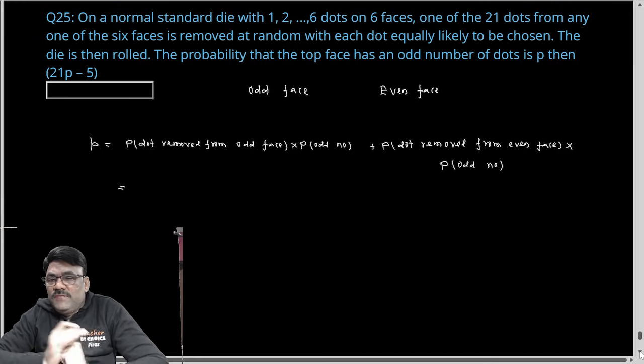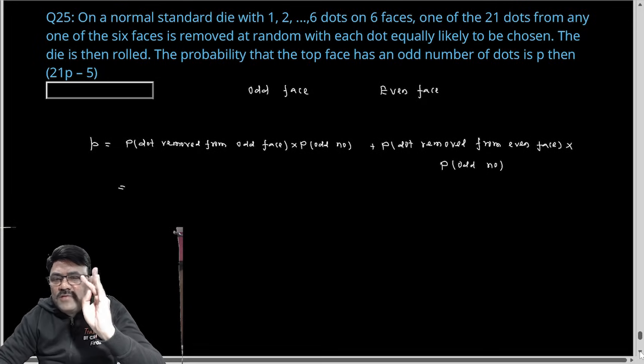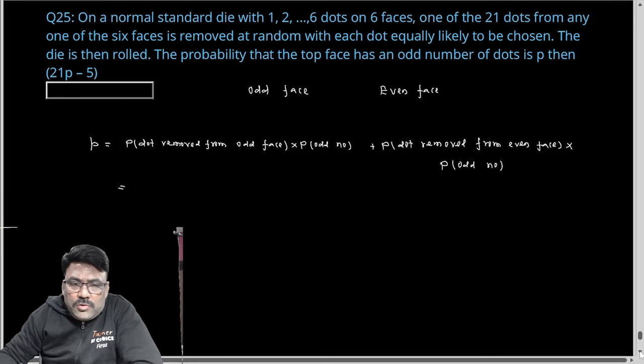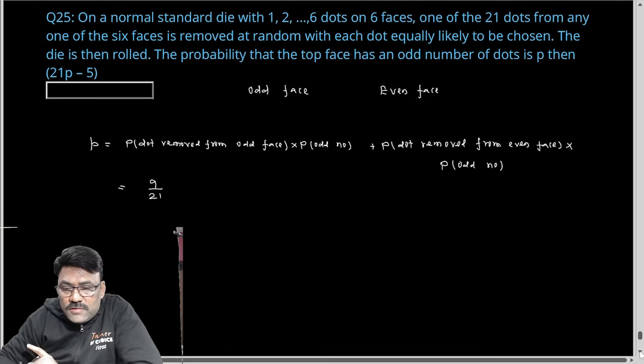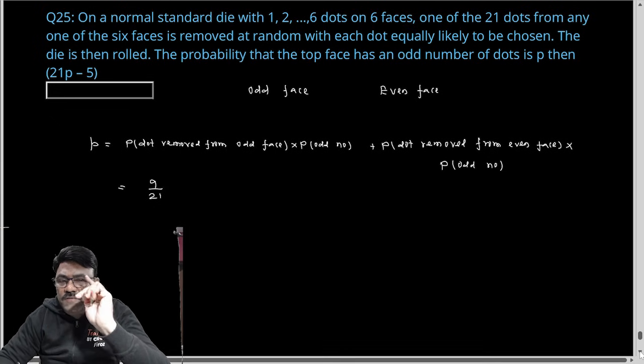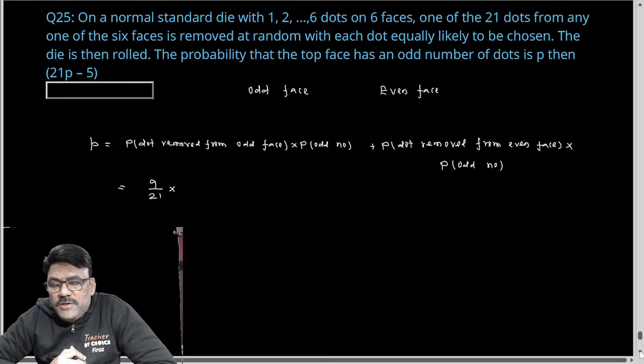Now what is the probability that the dot is removed from an odd face? Total 21 dots are there, and on odd faces, how many dots? 1 plus 3 plus 5, that is 9. So the probability that a dot is removed from an odd face is 9 by 21.